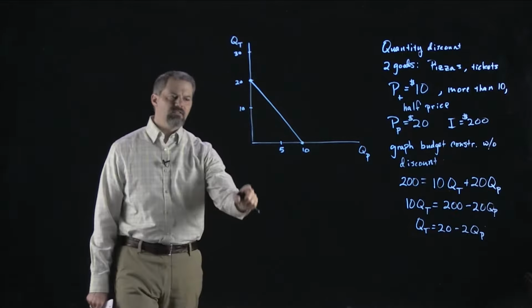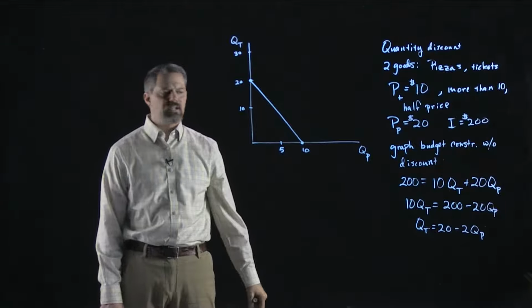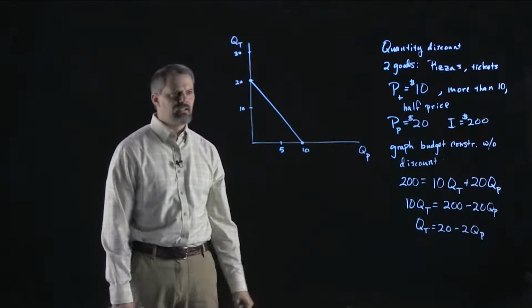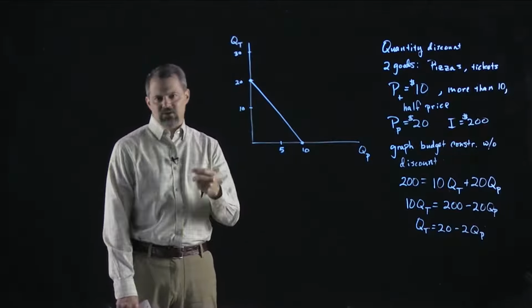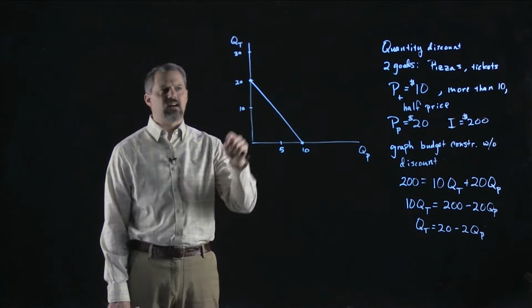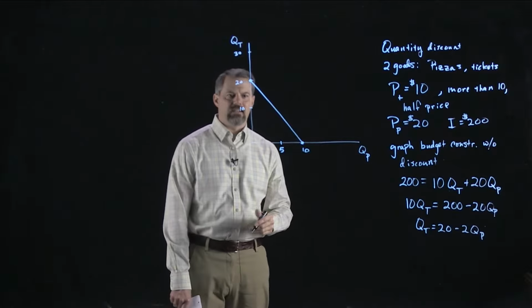I could spend all of my money on pizzas. I've got $200 and a pizza costs $20, so I could buy 10 pizzas. Ignoring the discount, I could spend all of my money on tickets. I've got $200 and each ticket costs $10, so I could buy 20. Now we've got to figure out what the discount does.